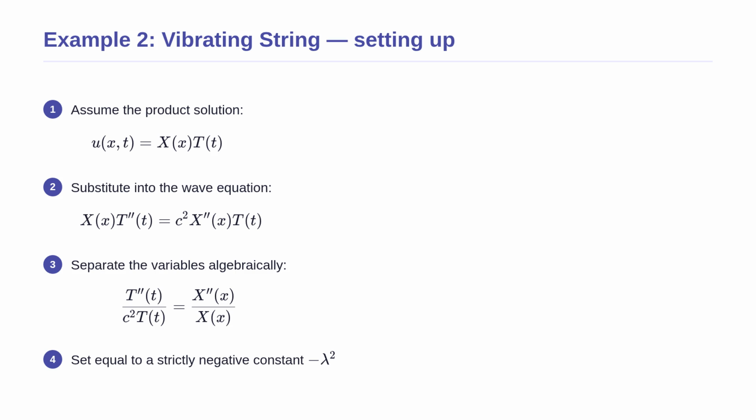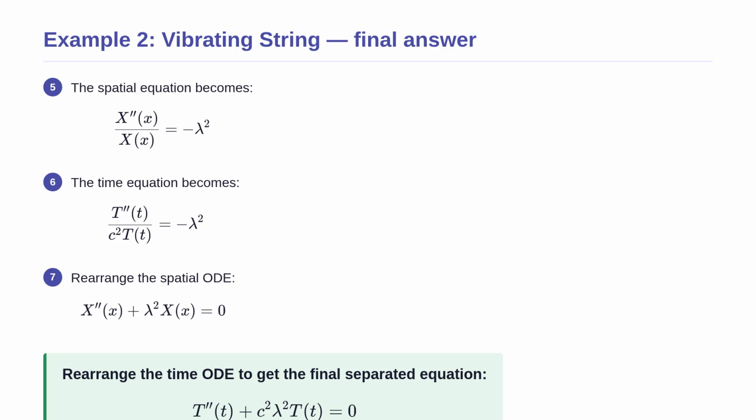However, we specifically choose to set them equal to negative lambda squared. This guarantees a strictly negative number. If we chose a positive number, the math would predict the string stretches to infinity, which is physically impossible. For our final step, we take our separated equations and rearrange them into standard formats.